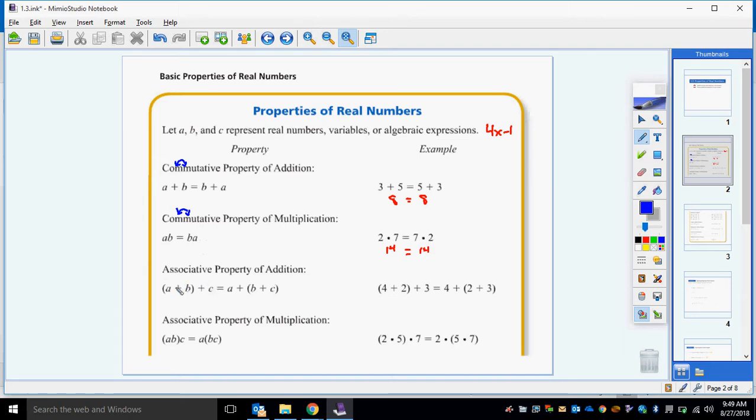So if I have 3 items, A, B, and C, and I'm adding them all, I can either group together A and B and add them and then add C, or I could group together B and C, add them, and then add A. So for instance, 4 plus 2 plus 3, and I group these two together, that'd give me 6 plus 3 is 9. Over here I grouped these two together, and I'm going to get 5, and then plus 4, that's also 9. It doesn't matter the grouping.